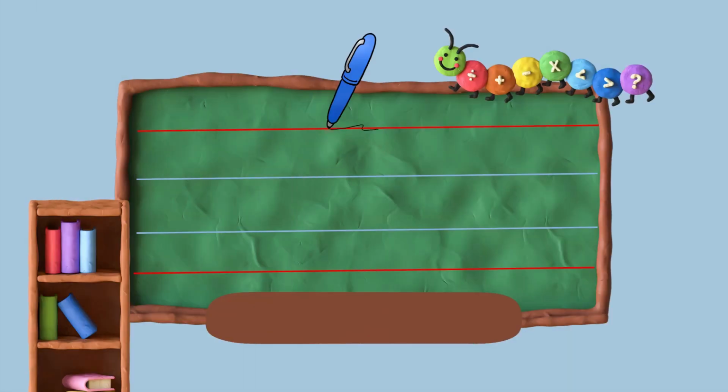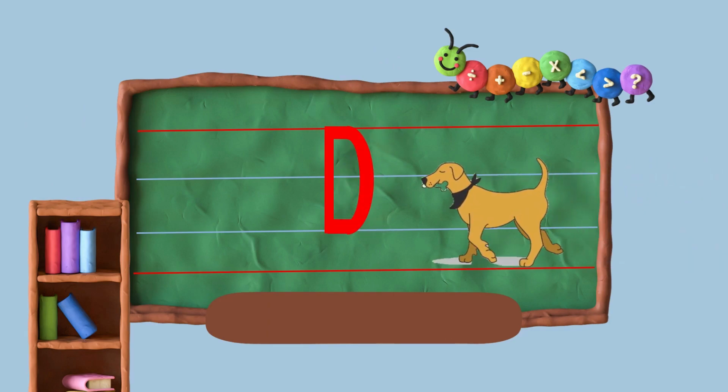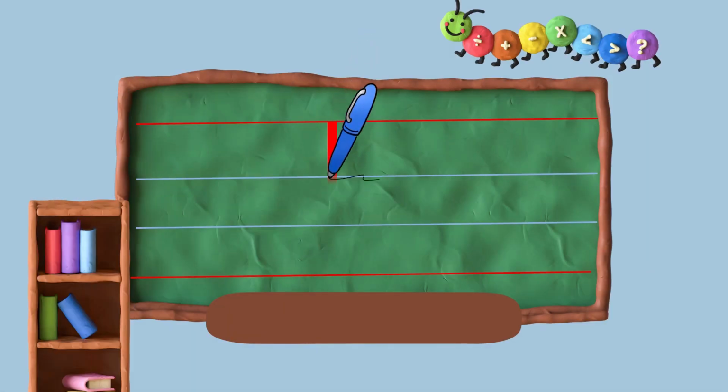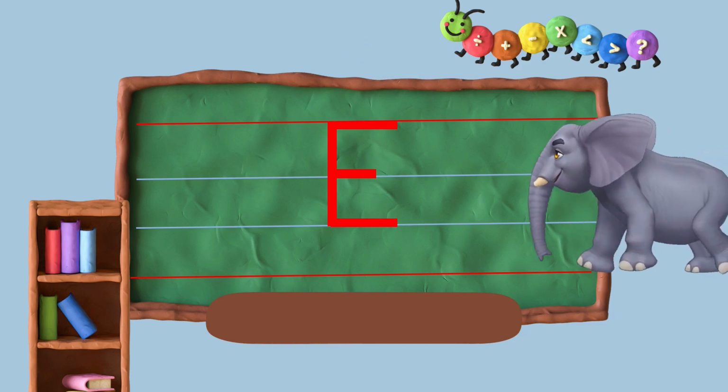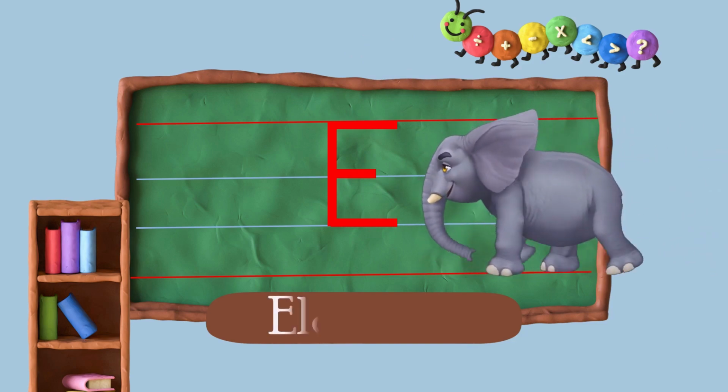Draw a standing line. Now draw a right curve joining the line. Makes the letter D. D for dog. Draw a standing line. Now draw a sleeping line, middle sleeping line and the bottom sleeping line. Makes the letter E. E for elephant.